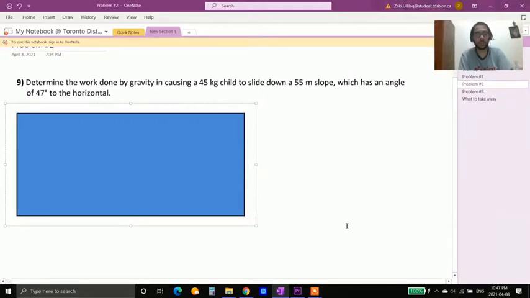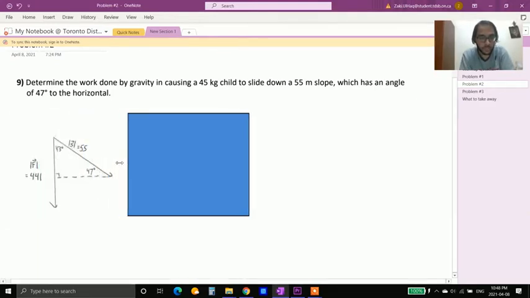Alright, in our next problem we have a classic work problem, and see what I did there? So we have to determine the work done by gravity in causing a 45 kilogram child to slide down a 55 meter slope which has an angle of 47 degrees to the horizontal. Now if that went over your head, it probably went over my head as well, but this is why I said you have to draw a diagram labeling all of this, and that will help you so much.